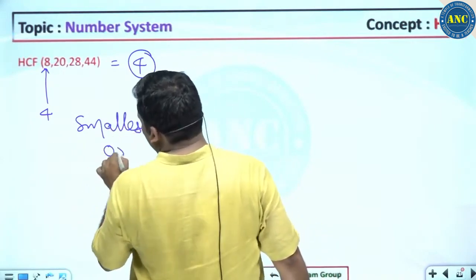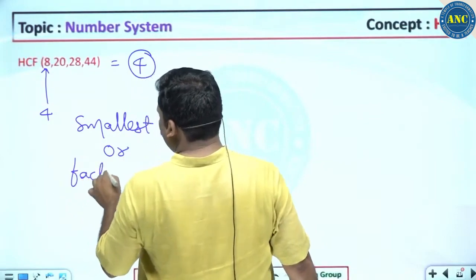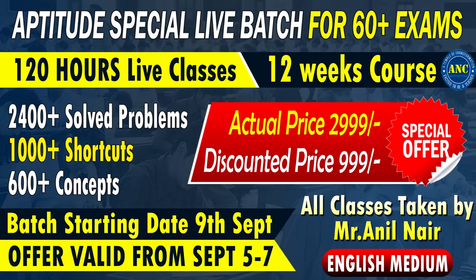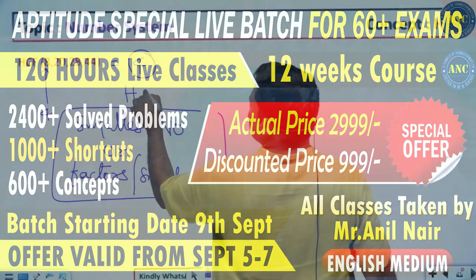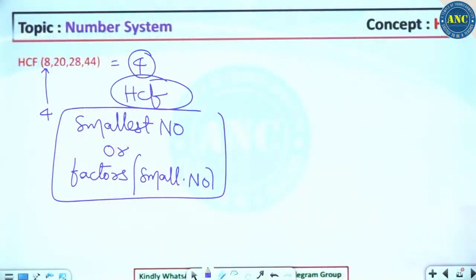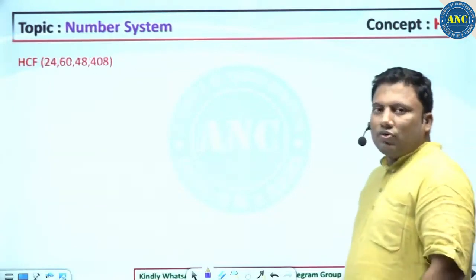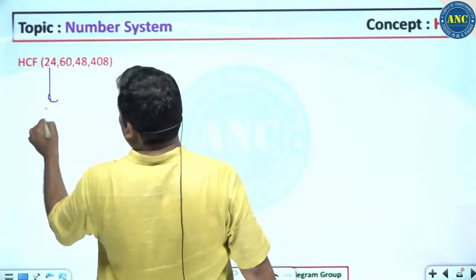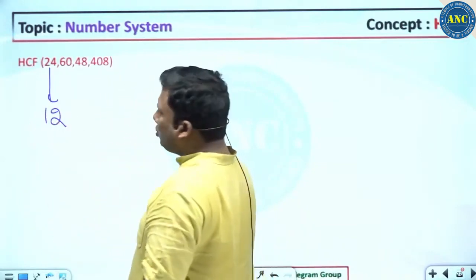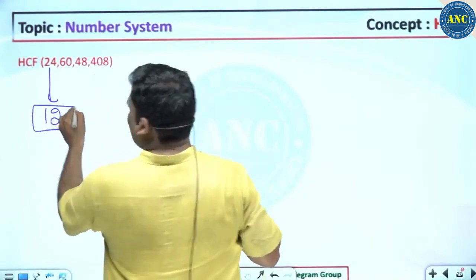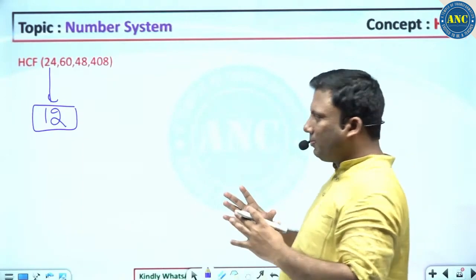HCF means the factors of the smallest number. This is the thumb rule to find the HCF. 24, 60, 48, 408. 24 will not divide. Factor of 24, 12. 12 5s are 60, 12 4s are 48, 12 34s are 408. Yes. Answer is 12. Such an easy concept.